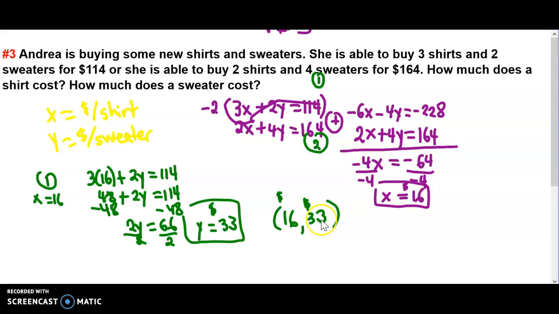Now, people, this is a real life application, so if I'm trying to find prices of shirts and sweaters of objects, I better be getting positive values. If I'm getting negative values, then I'm doing something wrong. So let's go back and check. 3 times 16 is 48. 48 plus 66. I've got 114, works for the first one. 2 times 16 is 32. 4 times 33 is 132. 32 plus 132 is 164. Works. So there's your answer for that.